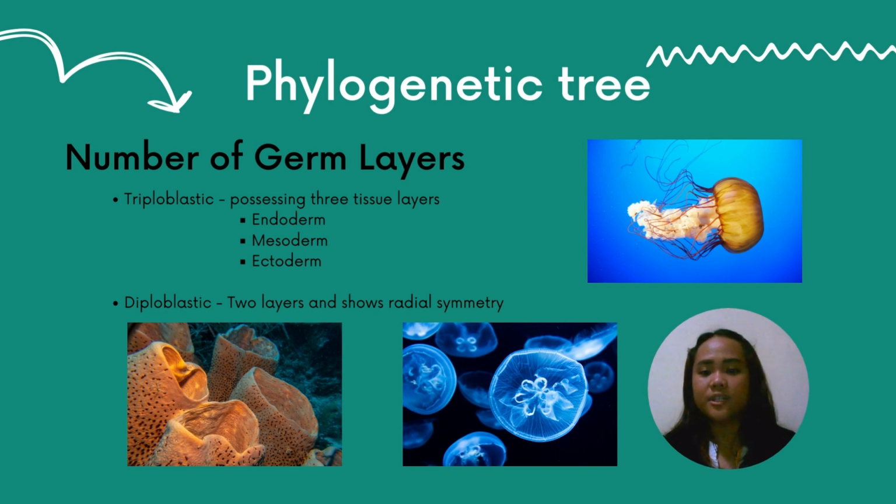One important characteristic used is the number of germ layers. Most animals are triploblastic, meaning they possess three tissue layers, namely the endoderm, the mesoderm, and the ectoderm. However, diploblastic animals such as your porifera, also known as your sponges, your cnidarians under the groups of hydra, jellyfishes, and sea anemones, and ctenophores, also known as your comb jellies, have only two layers and show radial symmetry.